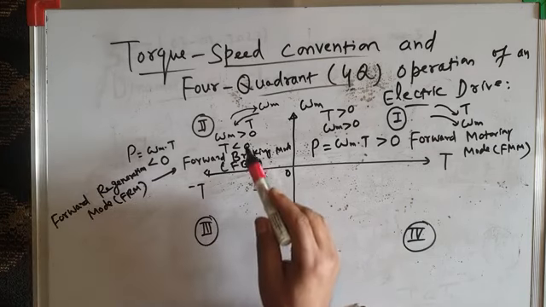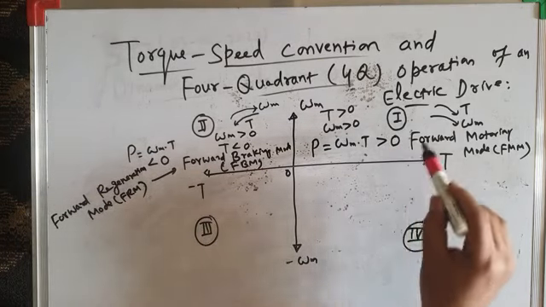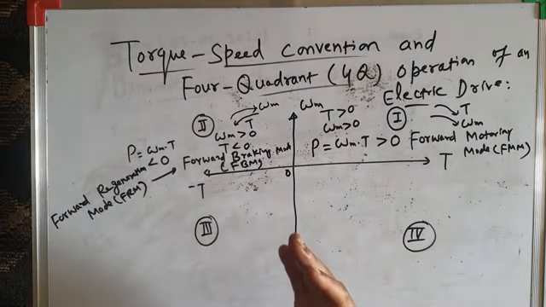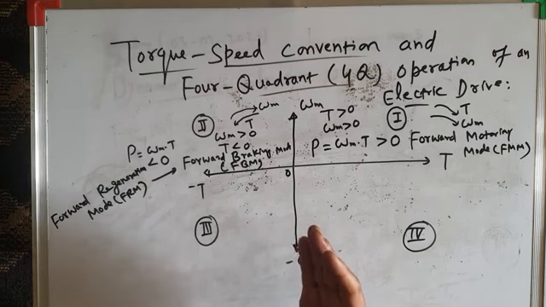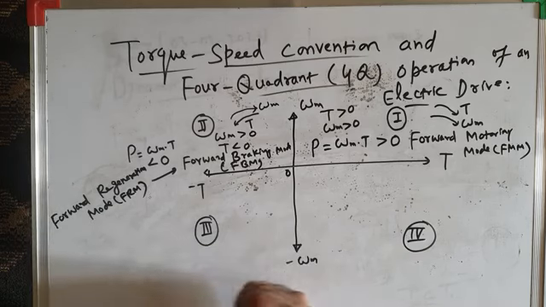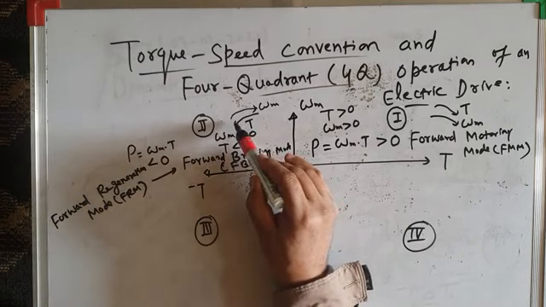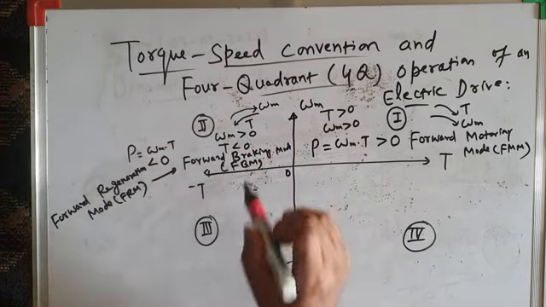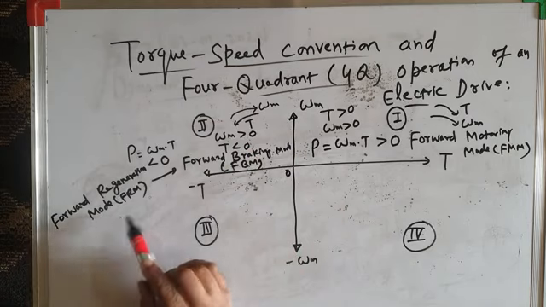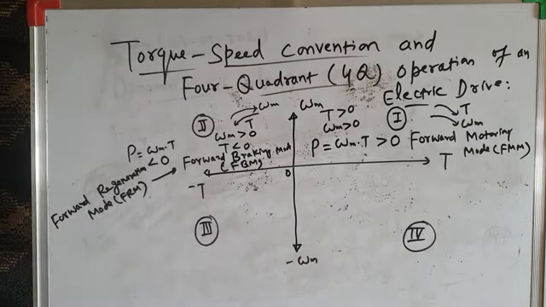Because the machine which was acting as motor in the first quadrant, the same machine will act as a generator. It will generate electrical energy, it will convert braking energy into electrical energy and supply that energy back to the source. And while doing that, the direction of torque reverses and it acts as a braking torque and it brakes the motor. So this is forward regeneration mode or forward braking mode.